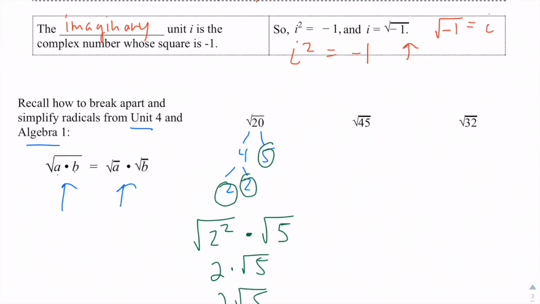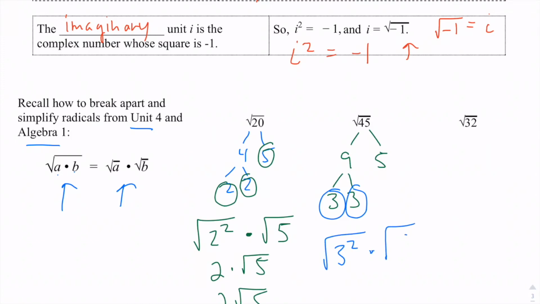Here with the 45, again I want to do prime factorization. I know that 9 and 5 give me 45, and then I know I get 3 and 3. Here I am again looking for pairs. Here's my 3 and 3, that's my pair. So this will break into the square root of 3 squared times the square root of 5, which again, the square root and the square cancel. So I get 3 square root of 5.